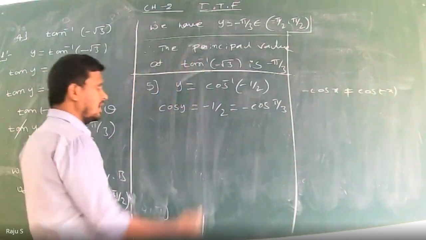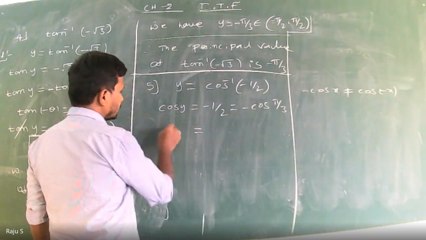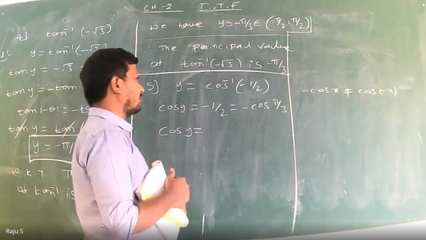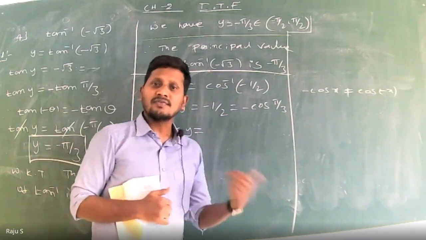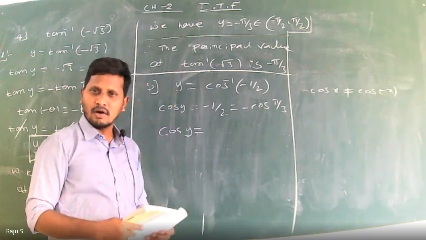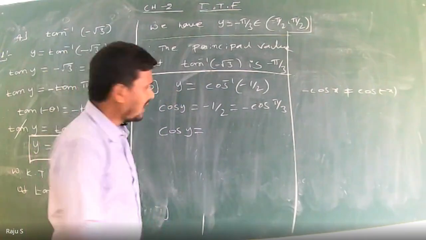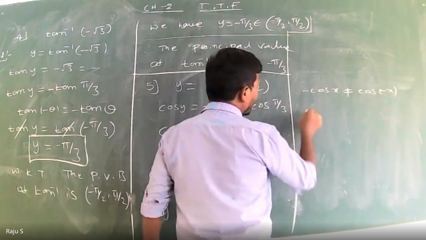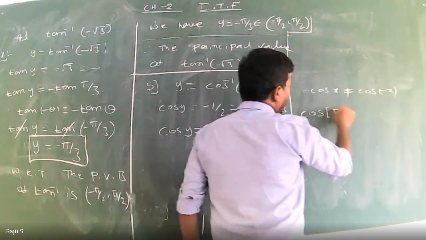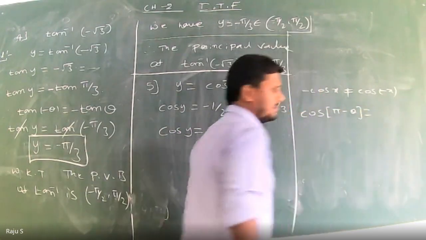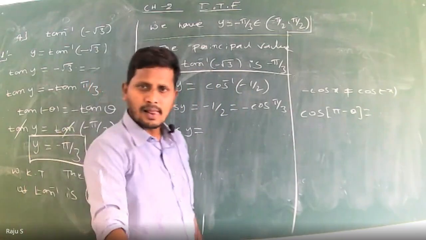Anyhow, how can you convert this minus cos theta in terms of cos? Shall I write it like this? Since we know that cos of 180 minus theta is what? Anyone? 180 minus theta.